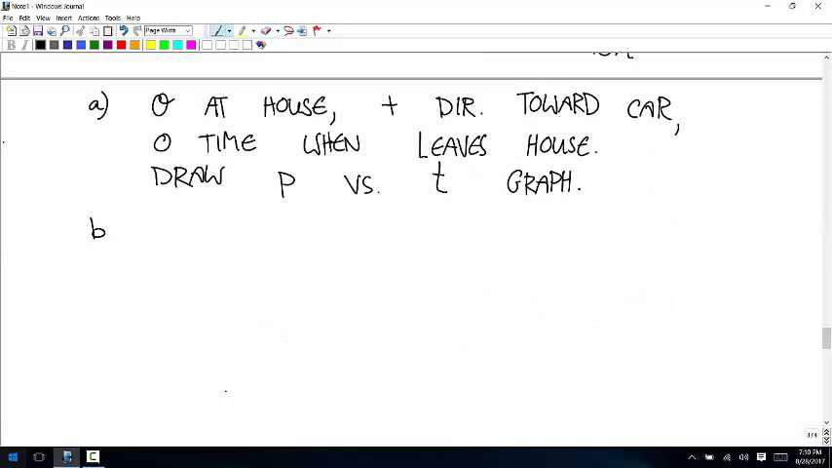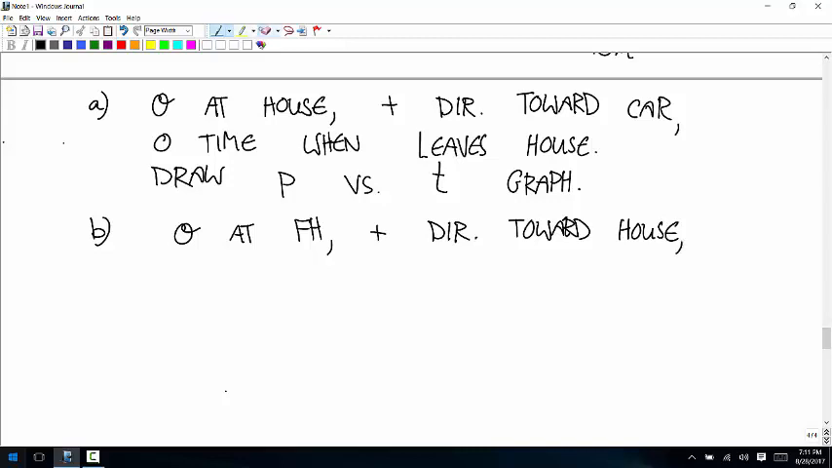For part B, we're going to just choose some different, those arbitrary things that you have to choose in order to put numbers to this stuff. We're going to choose our 0 position at the fire hydrant, the positive direction towards the house, and the time to be equal to 0, 5 seconds before he leaves the house.